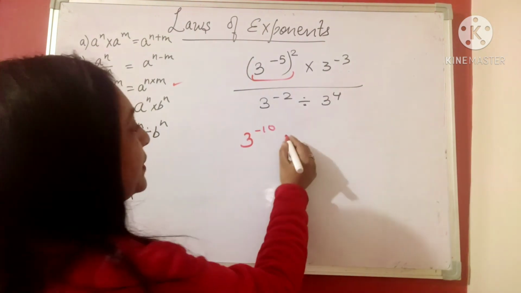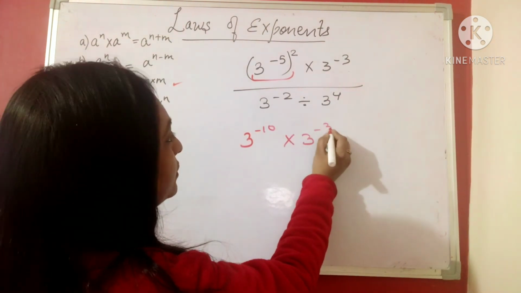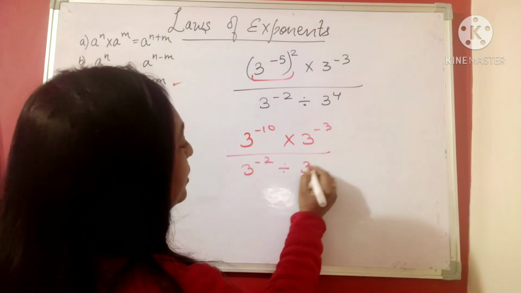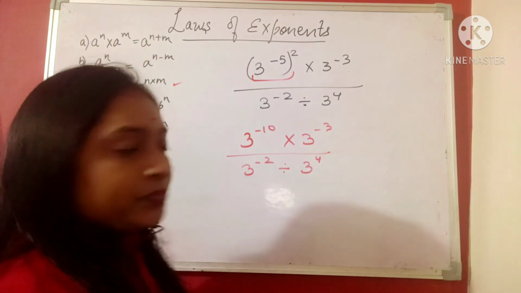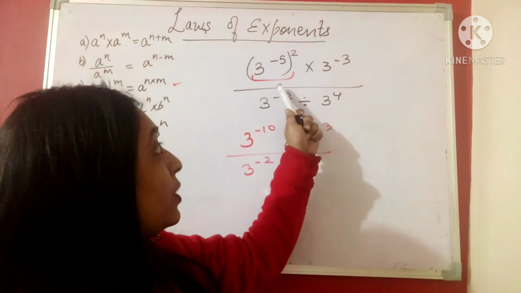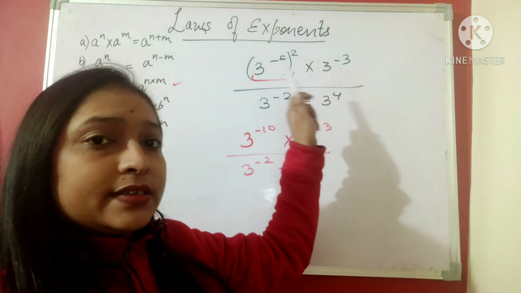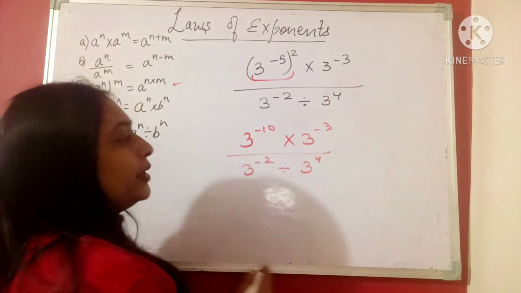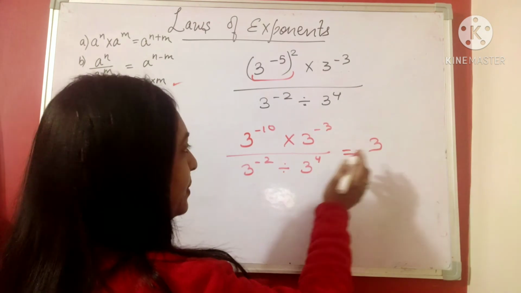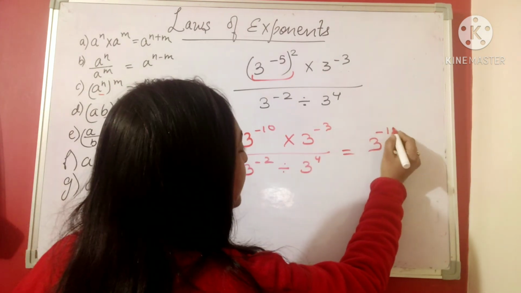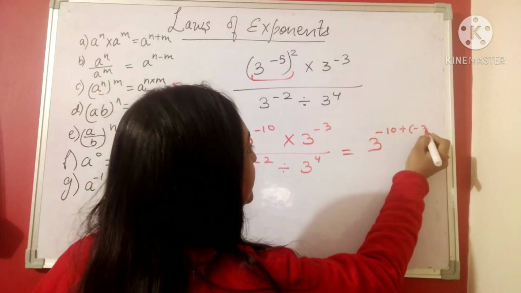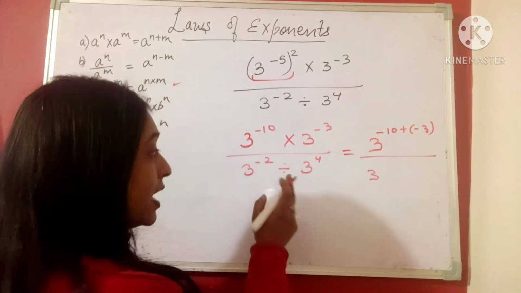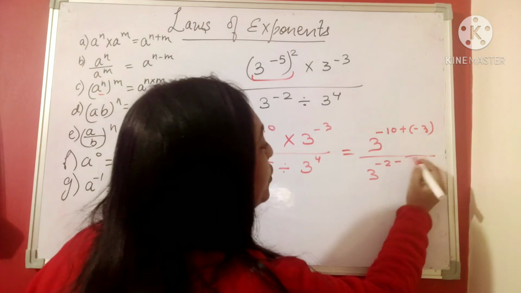It's very clear. Then we will have 3 raised to the power 3 upon 3 raised to the power minus 2 divided by 3 raised to the power 4. Right, now whenever we have the same bases in multiplication, we always add the powers. So here in the numerator, we have base 3, so the powers will be added. So minus 10 plus of minus 3. In the denominator, we have the same bases, but the powers are in division form, so it will be subtracted.